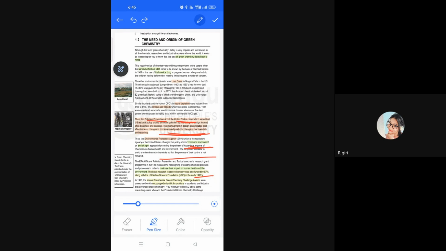Then another thing is that there was an annual Presidential Green Chemistry Challenge Award. By watching these different types of hazardous factors, the government has declared that if any person or any institution invents a process which will be environmentally friendly, then he or she will be awarded the annual Presidential Green Chemistry Challenge Award.